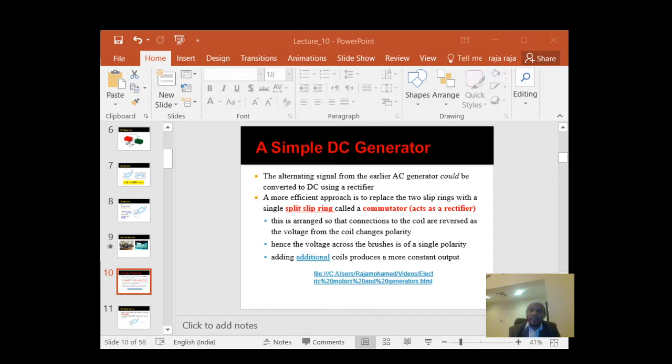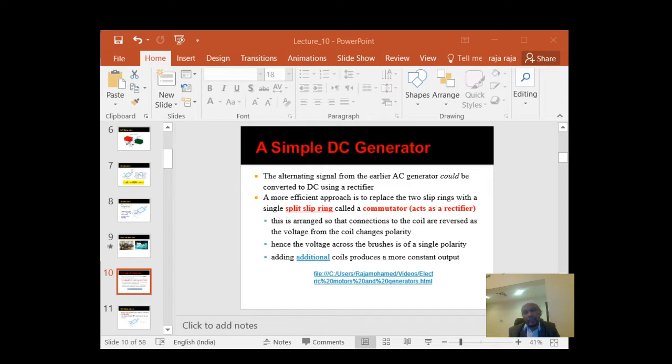Okay, so what is a DC generator? It generates DC EMF, direct current electromotive force. So structure-wise, what is the difference between the DC generator and the AC generator? In the DC generator they use a split slip ring, but in the AC generator they use a slip ring. Here they use a commutator, or we can say a split slip ring.